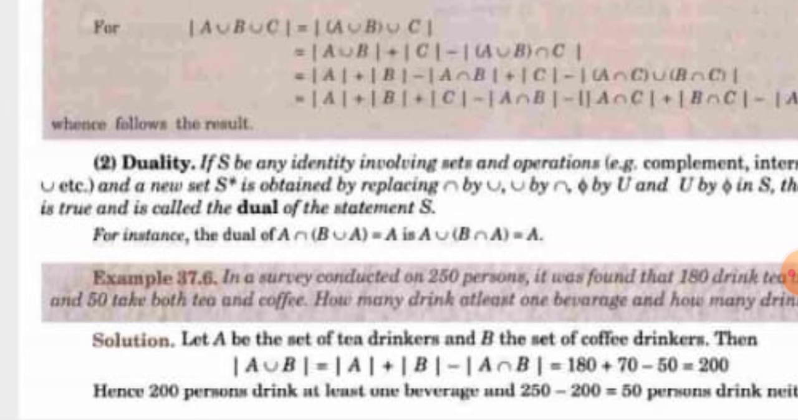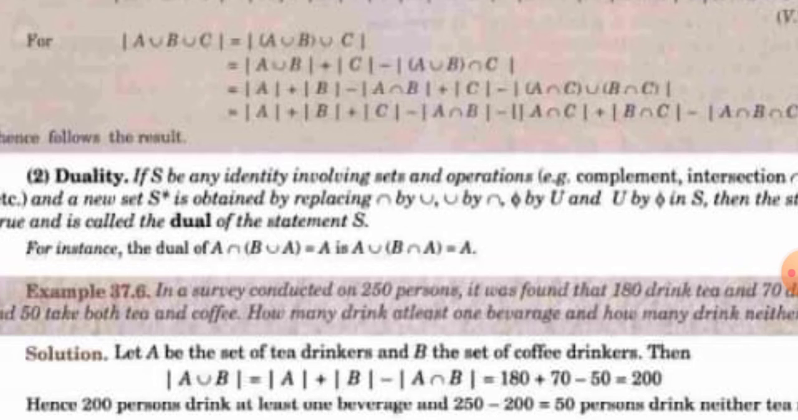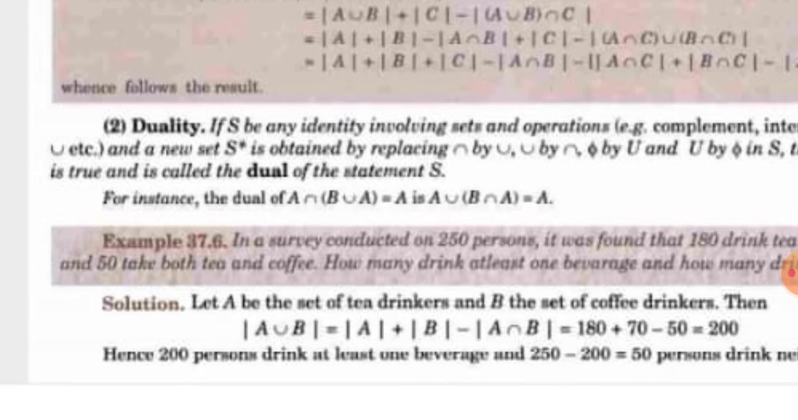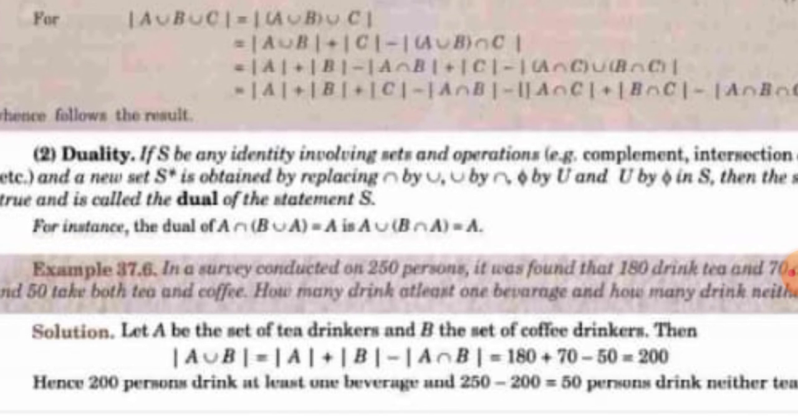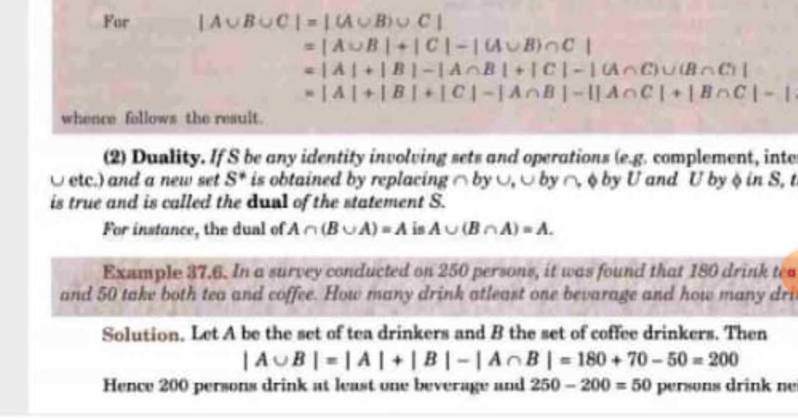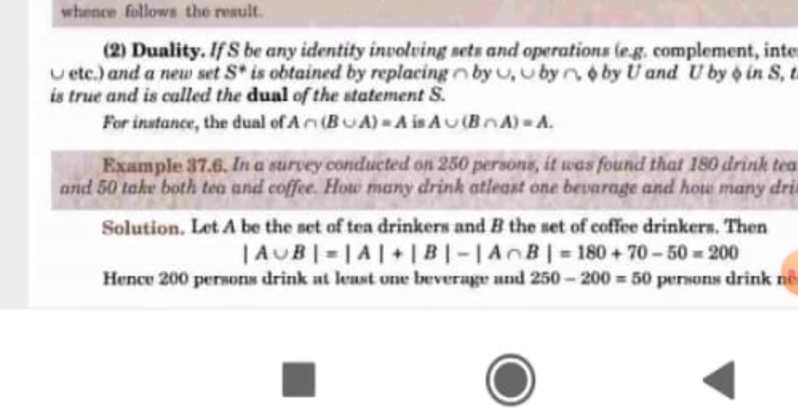Next, duality. If S is any identity involving sets and operations, for example complement, intersection and union, then a new statement S star is obtained by replacing intersection by union or union by intersection, phi by U and U by phi in S. Then the statement S star is true and is called the dual of the statement S. For instance, the dual of (A intersection B) union A is equal to A is (A union B) intersection A is equal to A.